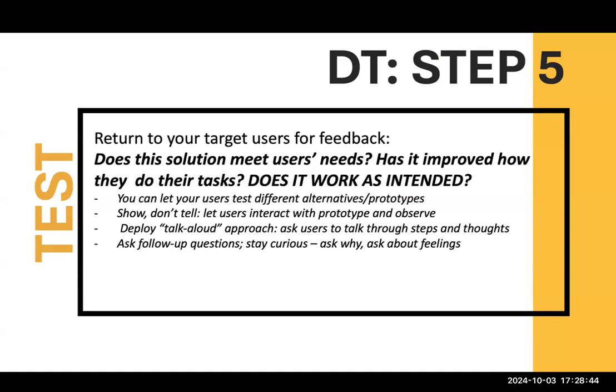You can actually also get your users to test different alternatives of prototypes. So maybe you've got one prototype, maybe it's a digital solution and one's an app and one's a website, or it's about the locational deployment of the system. You need to try and show, don't tell. Let users interact with the prototype and observe. You can maybe deploy a talk aloud approach, where you ask users to talk through their steps and their thoughts to articulate what's happening, and always ask follow-up questions. Stay curious, ask why, ask about their feelings and their experiences.